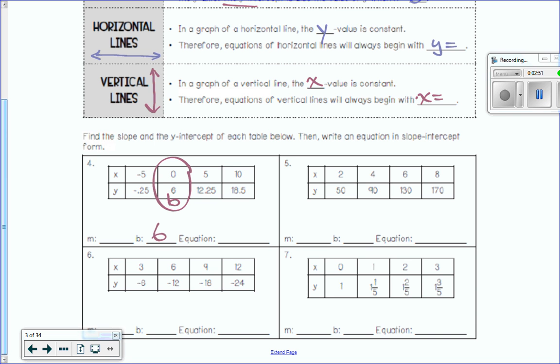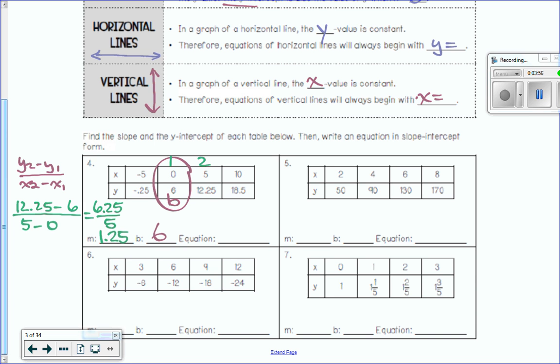How can we determine the slope from a table? We've done this, right? We can substitute into our formula, y2 minus y1 over x2 minus x1. So we can use this as our first point, I guess it doesn't matter, and our second point, right? So we have 12.25 minus 6, and then your second x value is 5 minus 0. What's 12 1/4 minus 6? 6.25. Okay. When you divide that, you get 1 1/4.